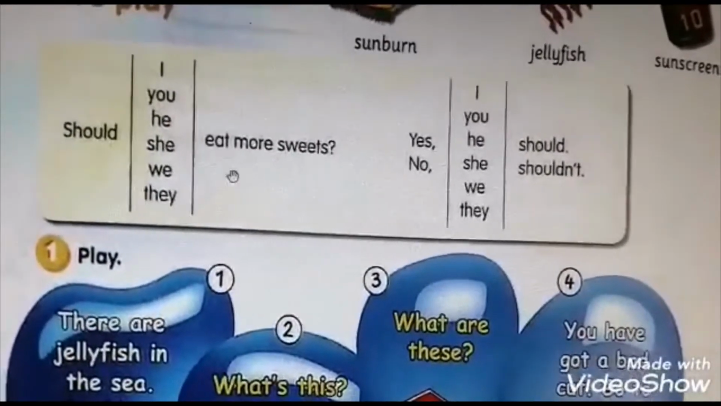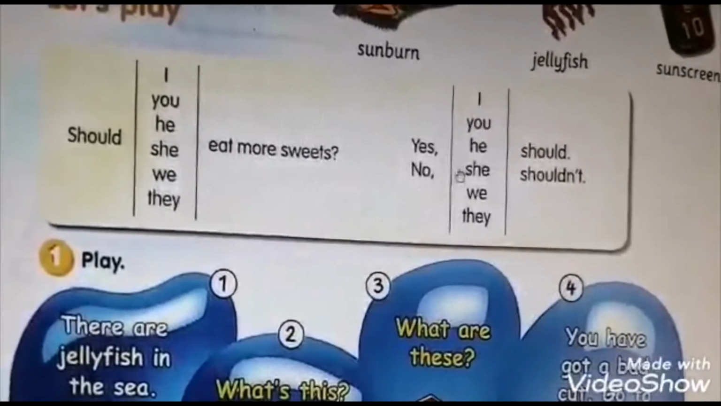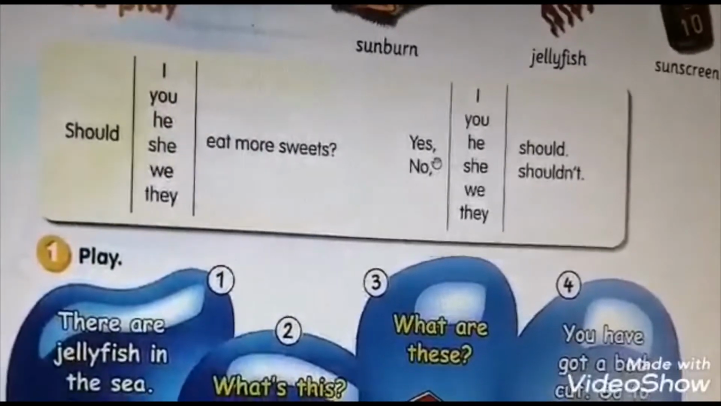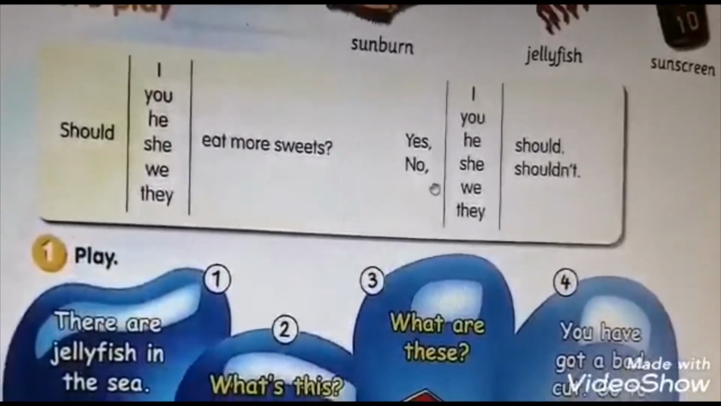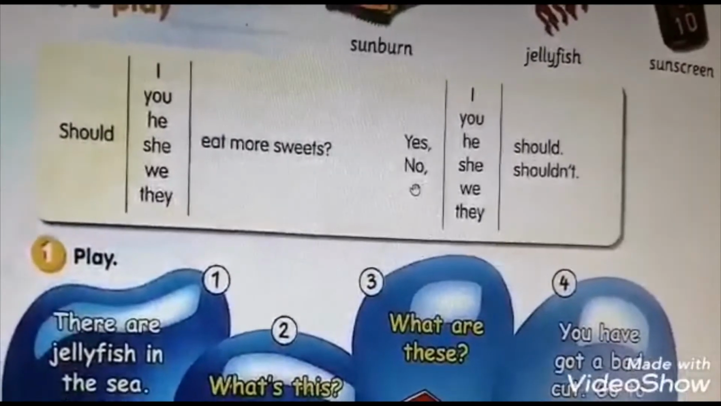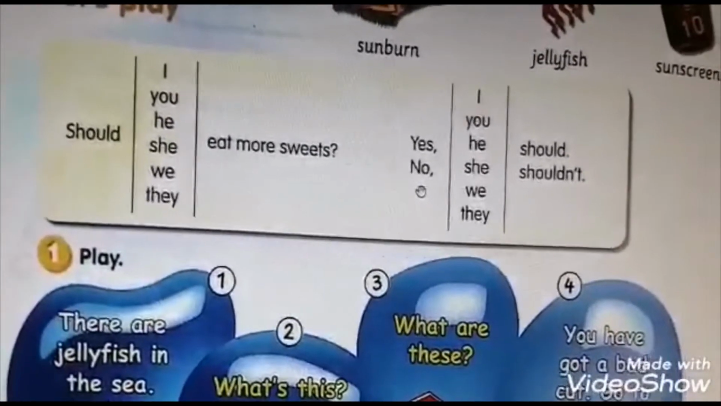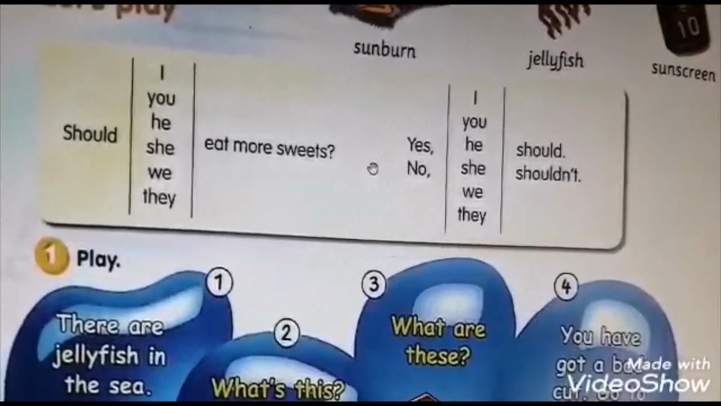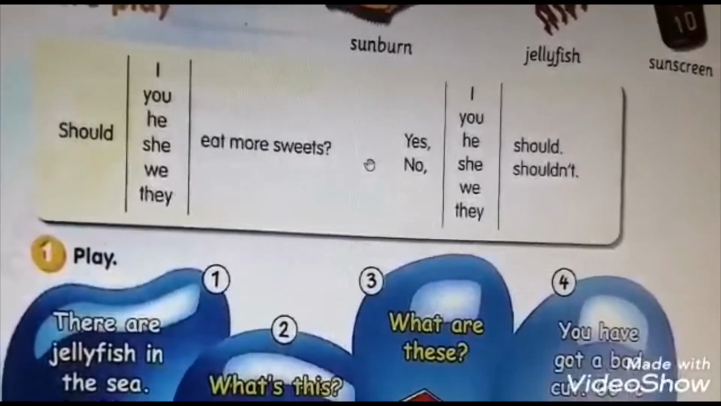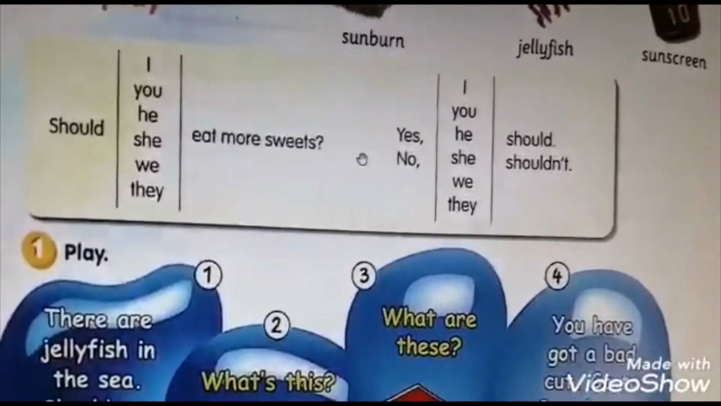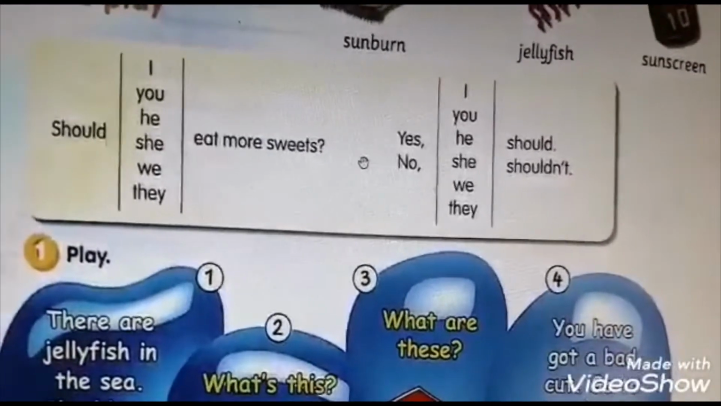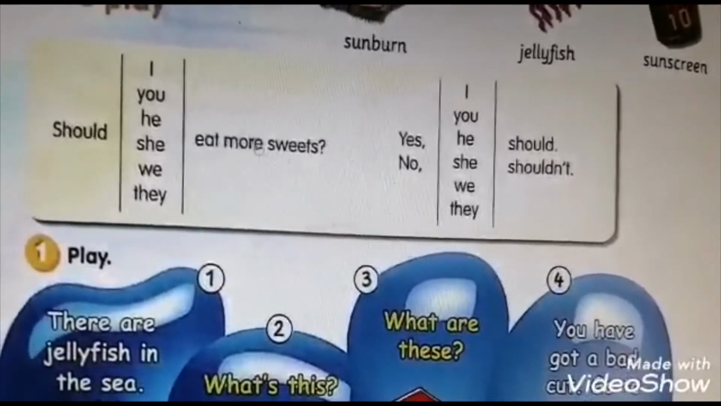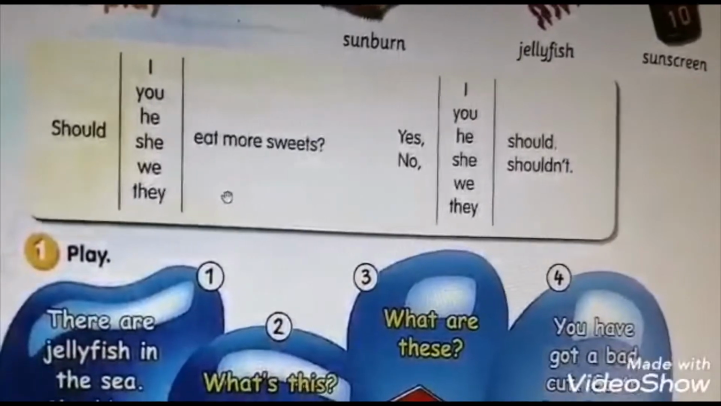So, should you eat more sweets? If you agree, you are advising something, you say yes, you should. And if you are not happy with this idea, you say no, you shouldn't. Another question: should you wear sunscreen at the beach? That means you are recommending that someone wear sunscreen at the beach. Yes, you should. I hope you understood today's interrogative form using should.